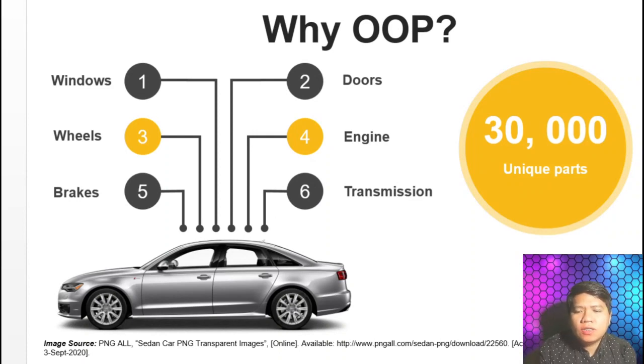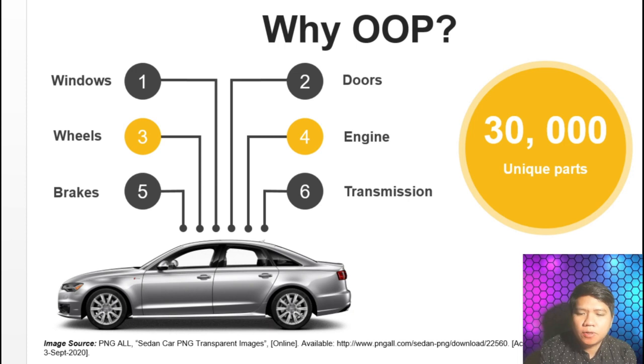Let us consider a car and its parts, a simple real-life example of an object, for you to determine why we need to use OOP. A car has almost 30,000 unique parts. A car is assembled from parts and components such as windows, doors, wheels, engine, brakes, and transmission. These components are reusable.